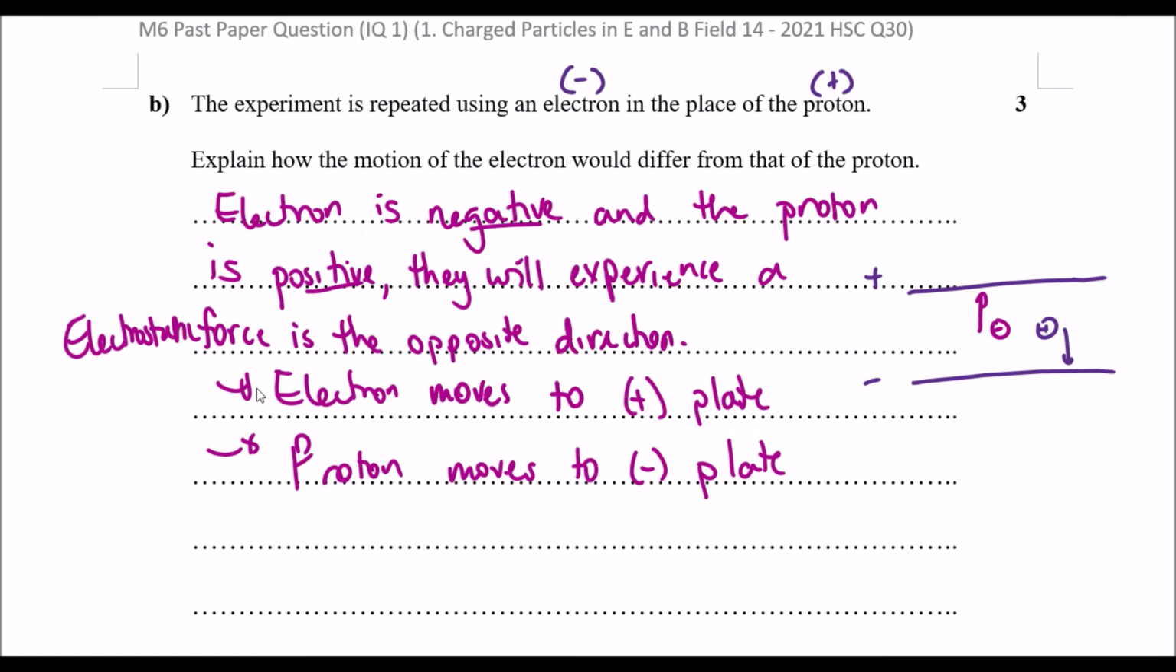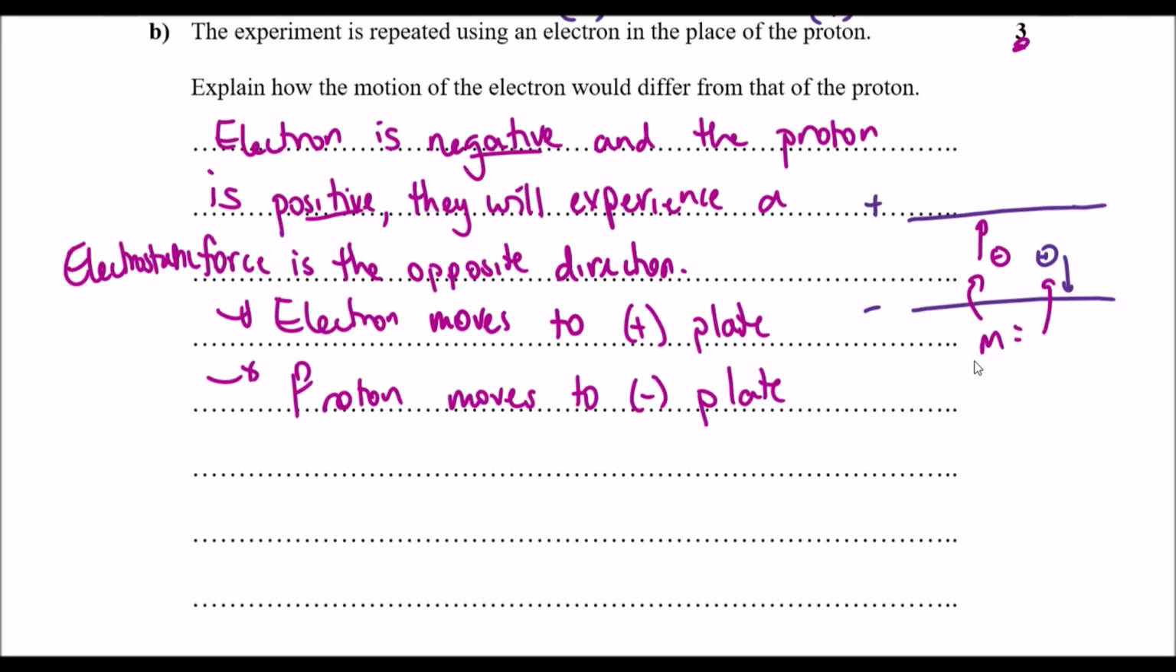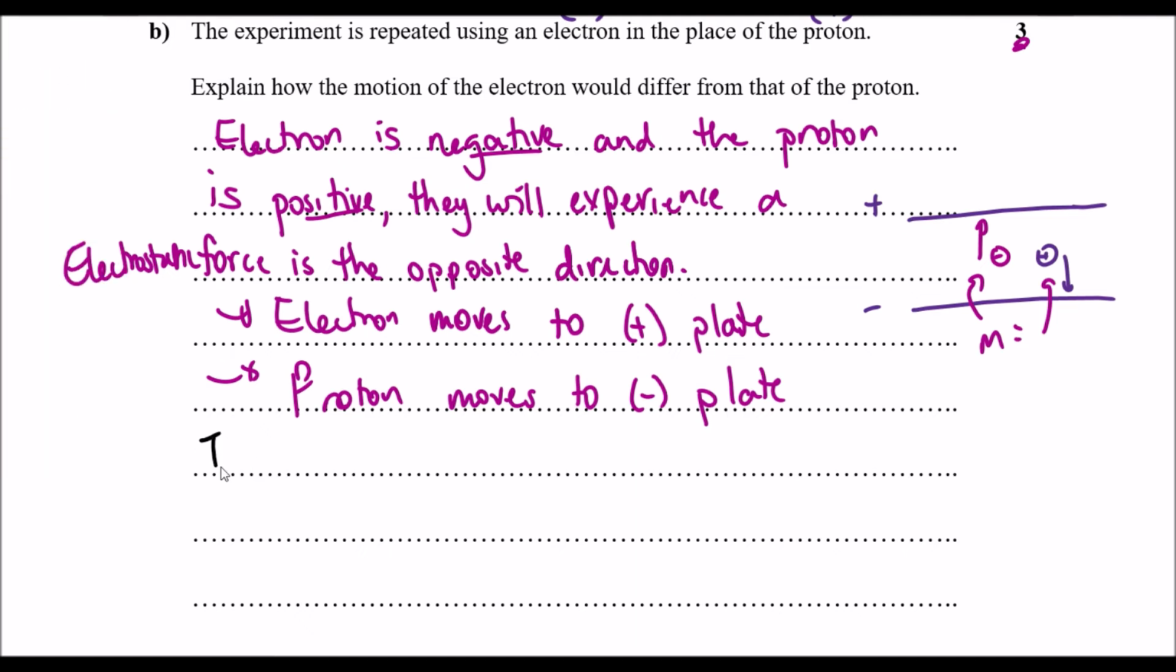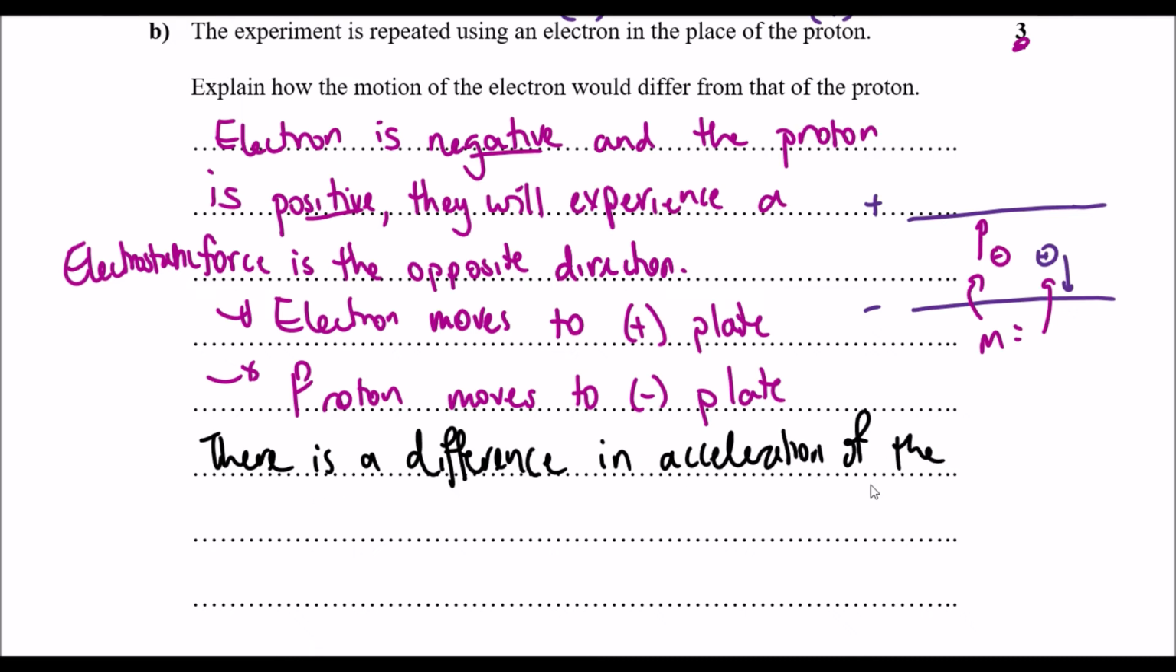Okay, so that's part of it, but if you actually have a look, there are 3 marks to this question. I've given an identification of their differences, I've given an explanation, but there's more to it. So to speak, we can even talk about the mass of the 2 particles. An electron is a lot smaller than a proton. So if we look at this, they also have a difference in the speed in which they will move from one part of the plate to another. There is a difference in acceleration of the electron and our proton.